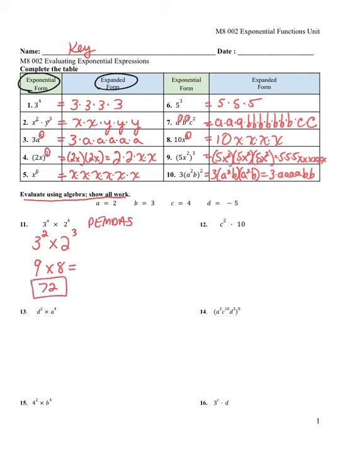All right, again, we're going to plug in. C is equal to 4, so that's 4 squared times 10. Follow the order of operations. 16 times 10, so that's 160.